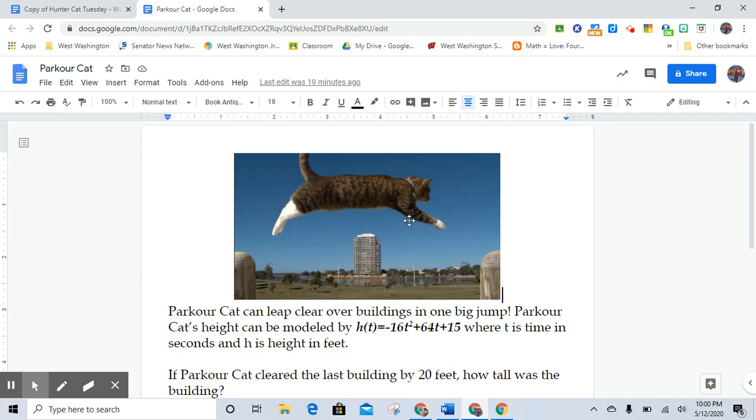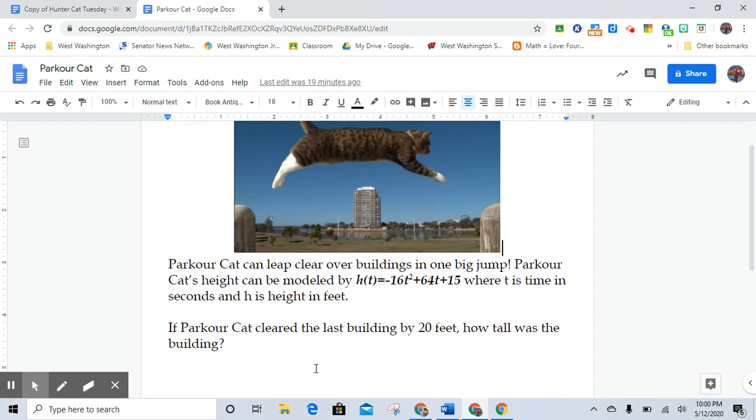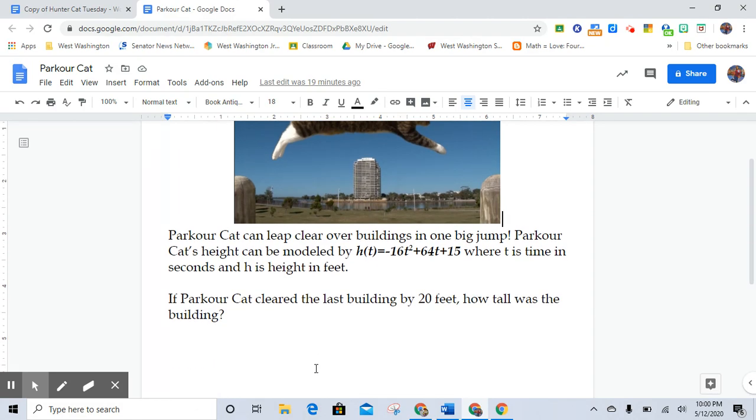Okay, so the next question that we have for today, Parkour Cat. He can leap clear over buildings in one big jump. His height is modeled by this. He cleared the last building by 20 feet. So how tall was that building?